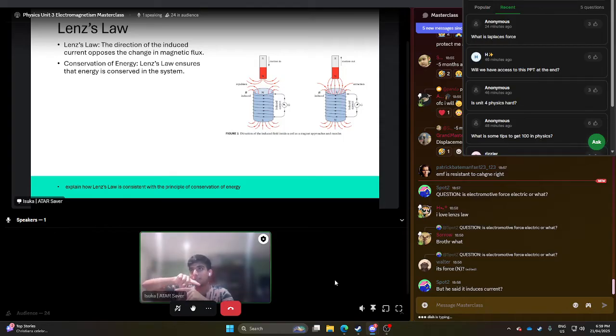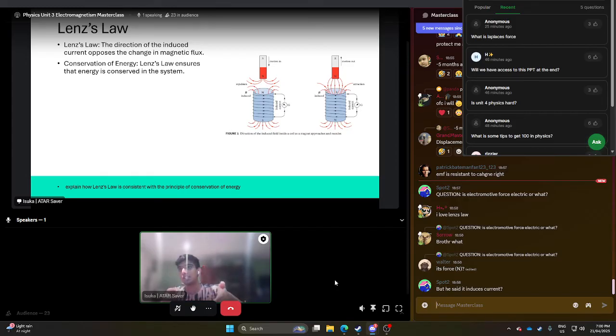Now let's say it didn't oppose it. The magnet induces the EMF within the wire, so now you have a current going through the wire, and the current going through the wire creates a magnetic field, right? And if that magnetic field is in the same direction as the magnetic field that essentially induced it, it will add together.